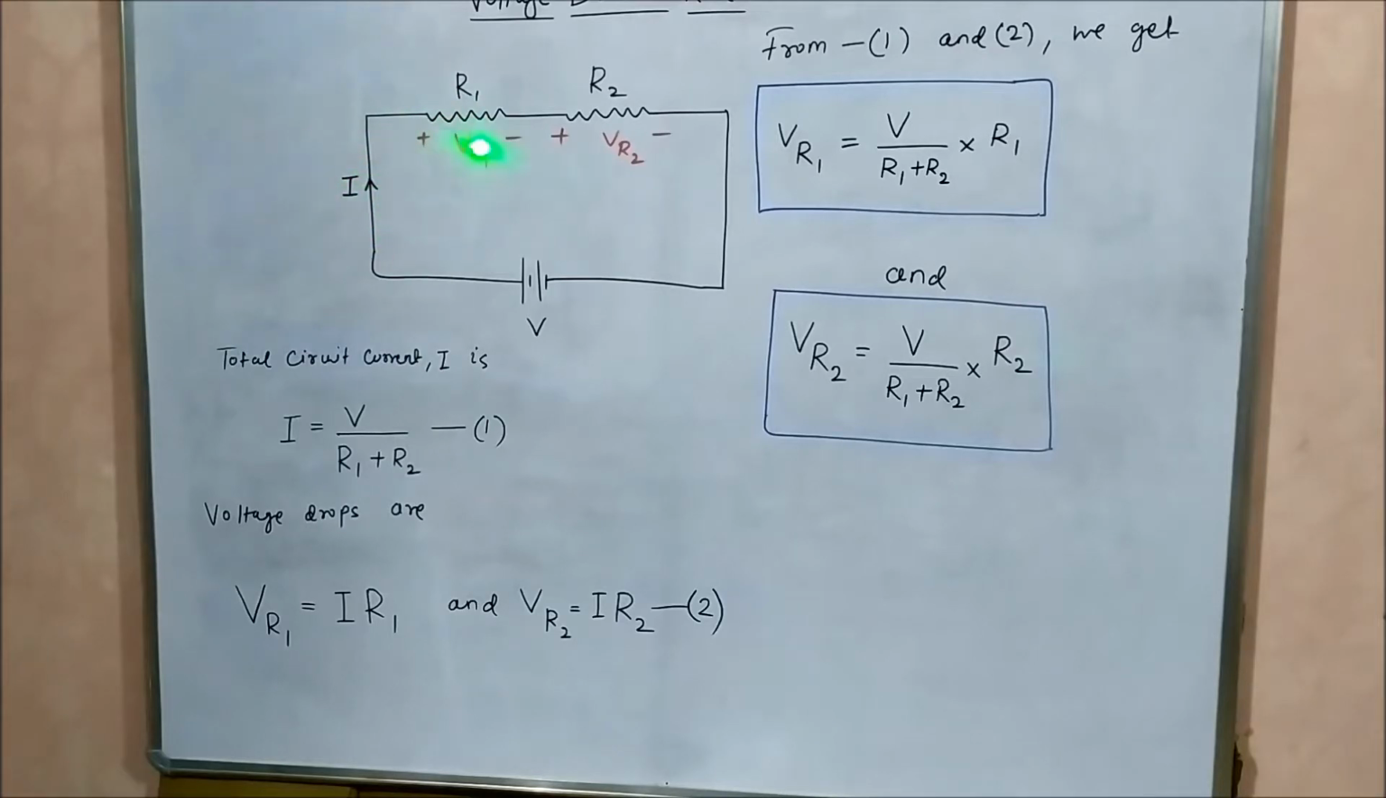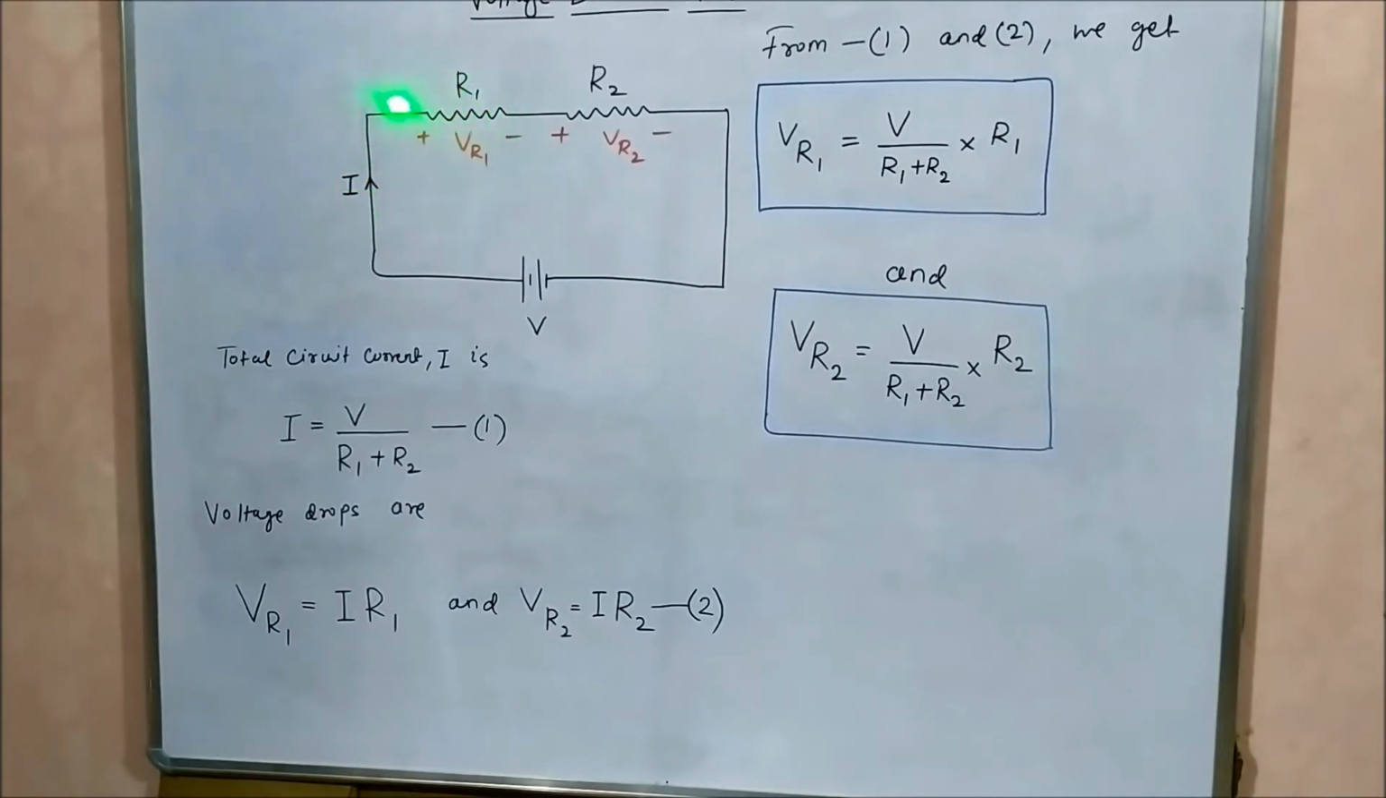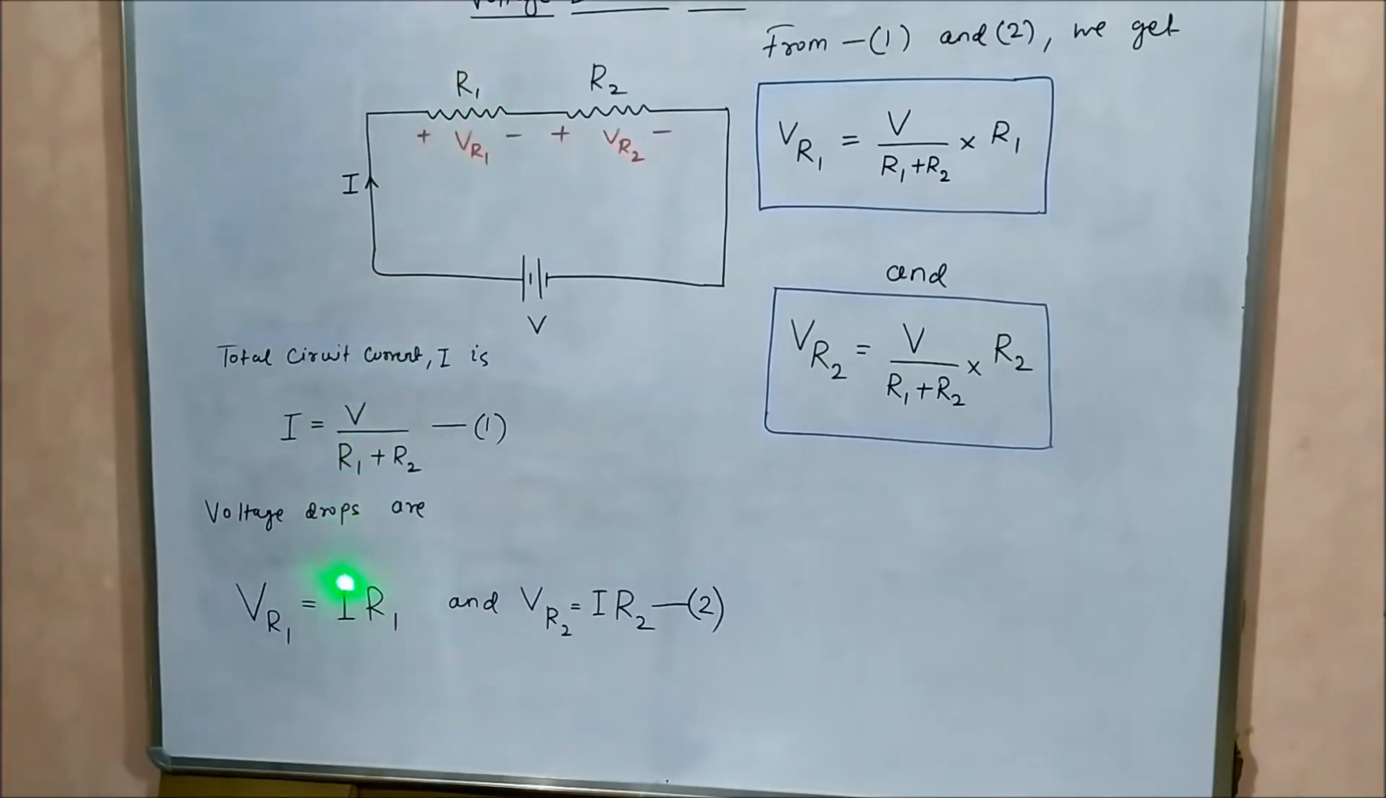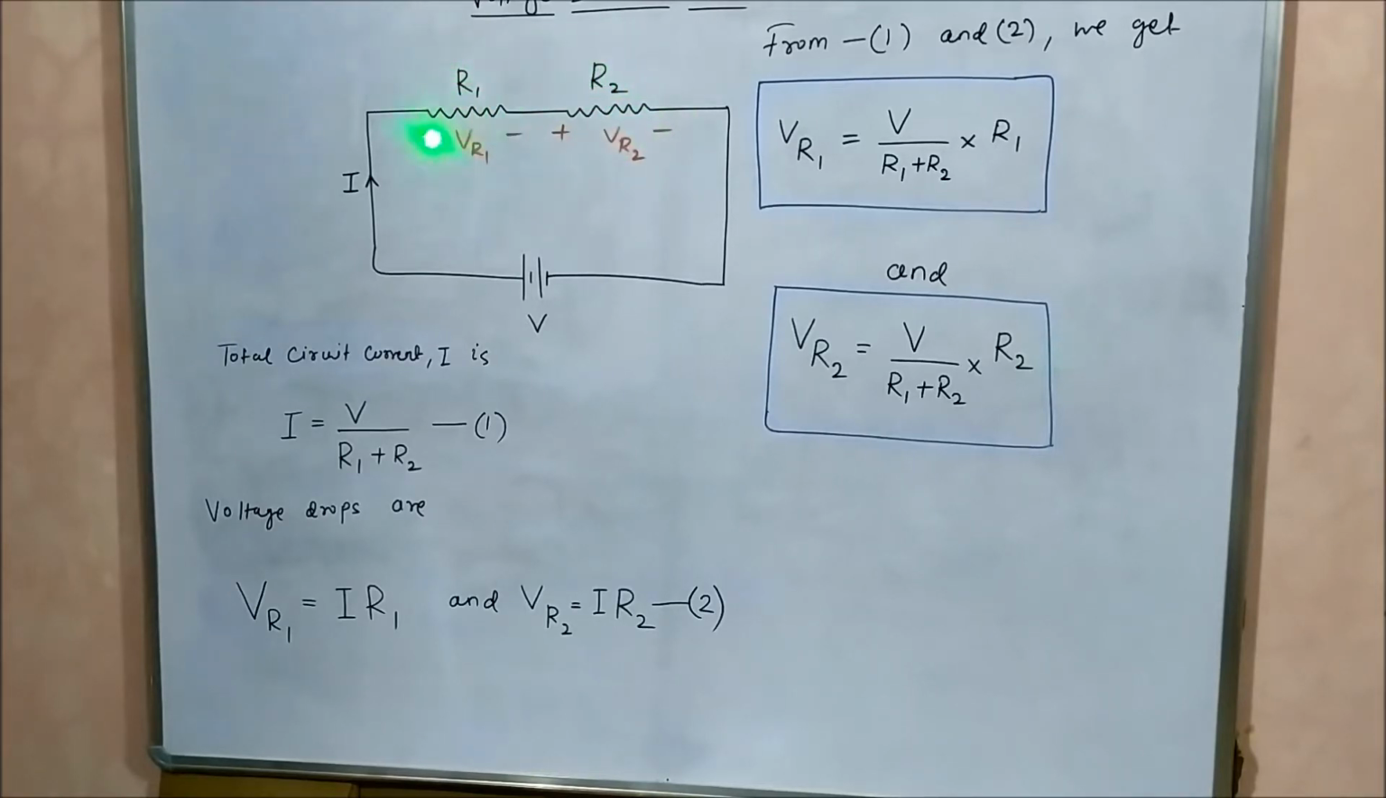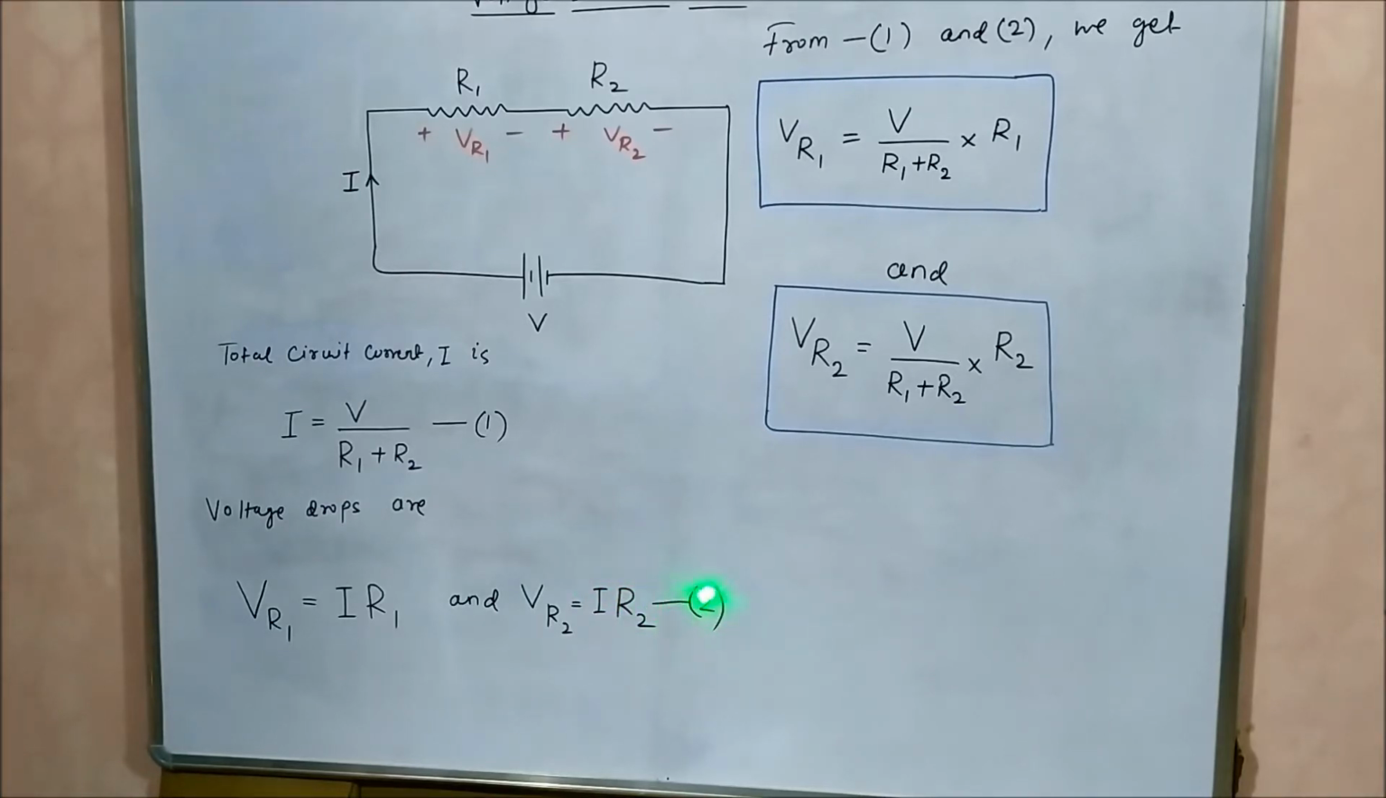Now, the voltage drop across resistor R1 is simply the product of the current flowing through it, that is I, multiplied with the resistance itself, R1. The voltage drop across R1 is I into R1. The same current I flows through resistor R2 because they are connected in series, and the current through a series circuit is the same. So the voltage drop across R2, that is VR2, is equal to I into R2. This is equation number 2.